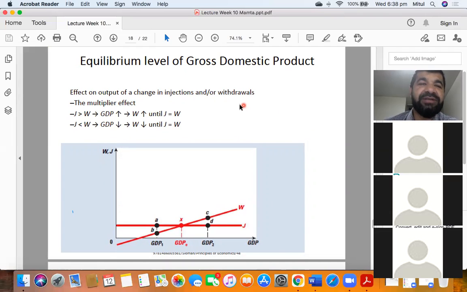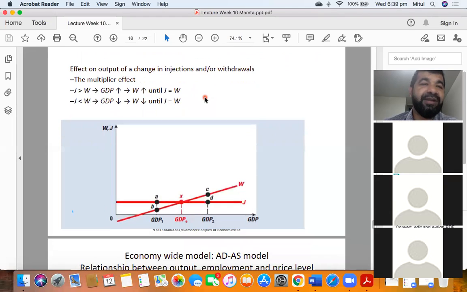Equilibrium level of gross domestic product. This is the effect on output of a change in injection or withdrawal. Okay. The multiplier effect, this says, if injection is greater than withdrawal, GDP will be increasing. Of course. So what do they mean by injection actually? Injection means 3 things we should see here: investment, government expenditure, and exports. These 3, IGX, are known as injection.